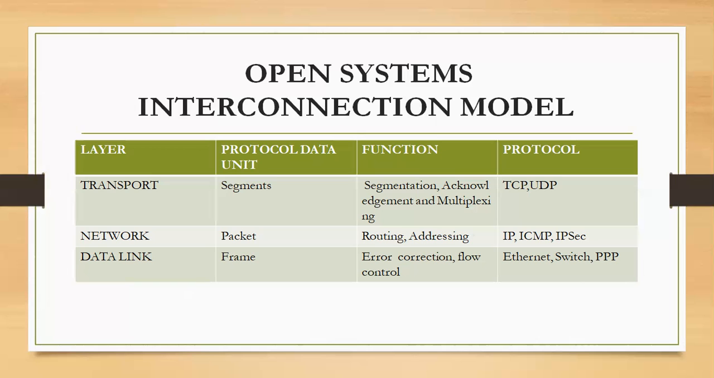So the protocols here, you have the Internet Protocol, which is very popular. You have ICMP, which is used for pinging. You want to know whether your node is alive or not. You can ping it, you use ICMP. Then you have IPsec for security of IP. Then you have the data link layer, which is used for error correction and flow control.